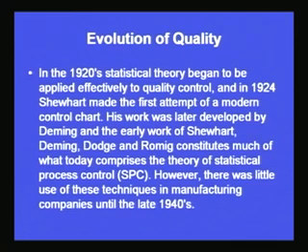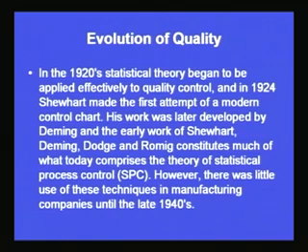Now let us go to a brief evolution of quality. In the 1920s, statistical theory began to be applied effectively to quality control, which we have already seen in how quality has evolved. Initially the focus was on quality control and regulatory compliance, if you remember from today's lecture itself. In 1924 Shewhart made the first attempt at a modern control chart. So control charts were developed.